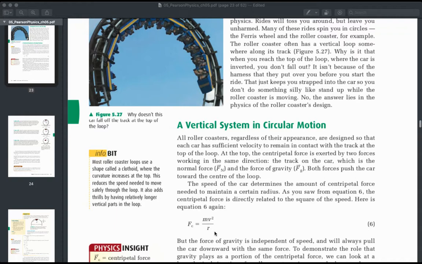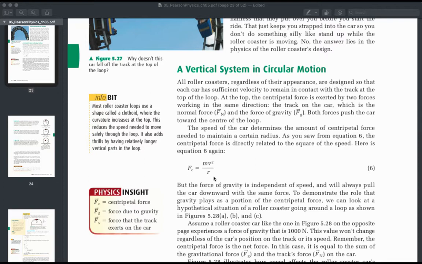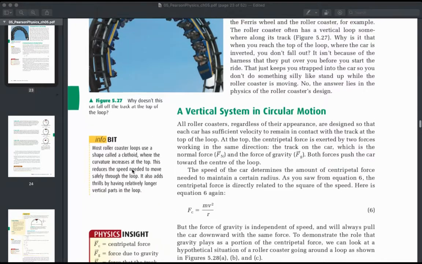I think we're okay with this force: centripetal force equals mv squared over r. I've had a chance to practice it a little bit. You'll notice here this little bit of info.